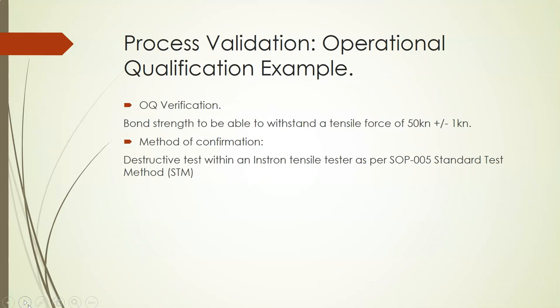How do we verify the output? The verification is that the bond strength must be able to withstand a tensile strength of 50 kilonewtons plus or minus 1 kilonewton. How do we confirm this? We perform a destructive test using an Instron tensile tester following a standard test method. In this case, we use the standard operating procedure 005, which will explain how the test is to be performed.